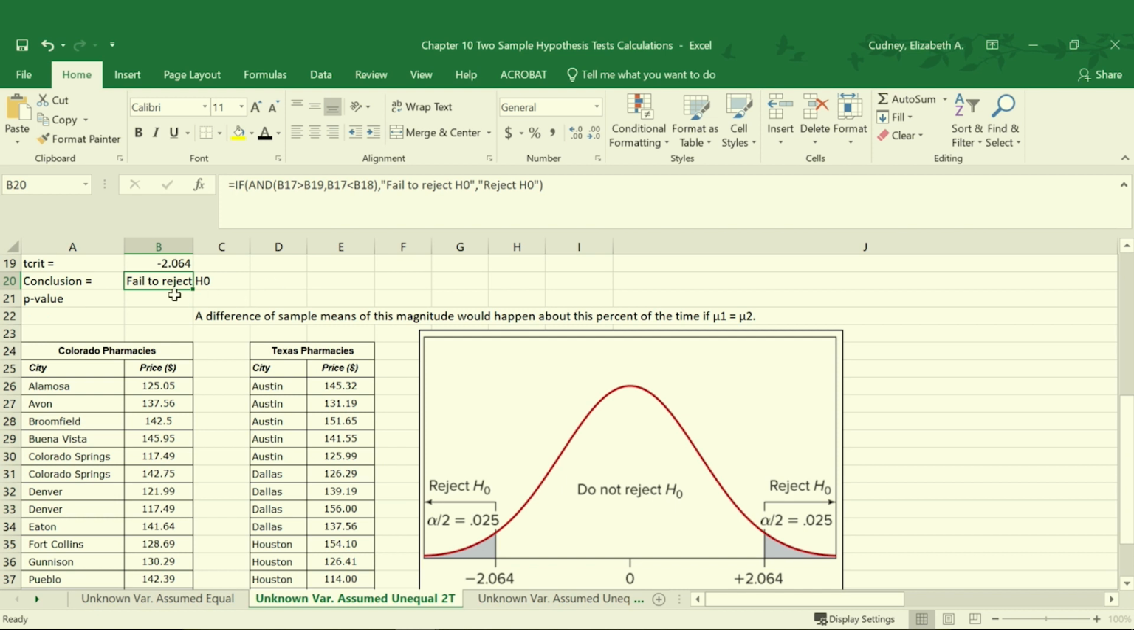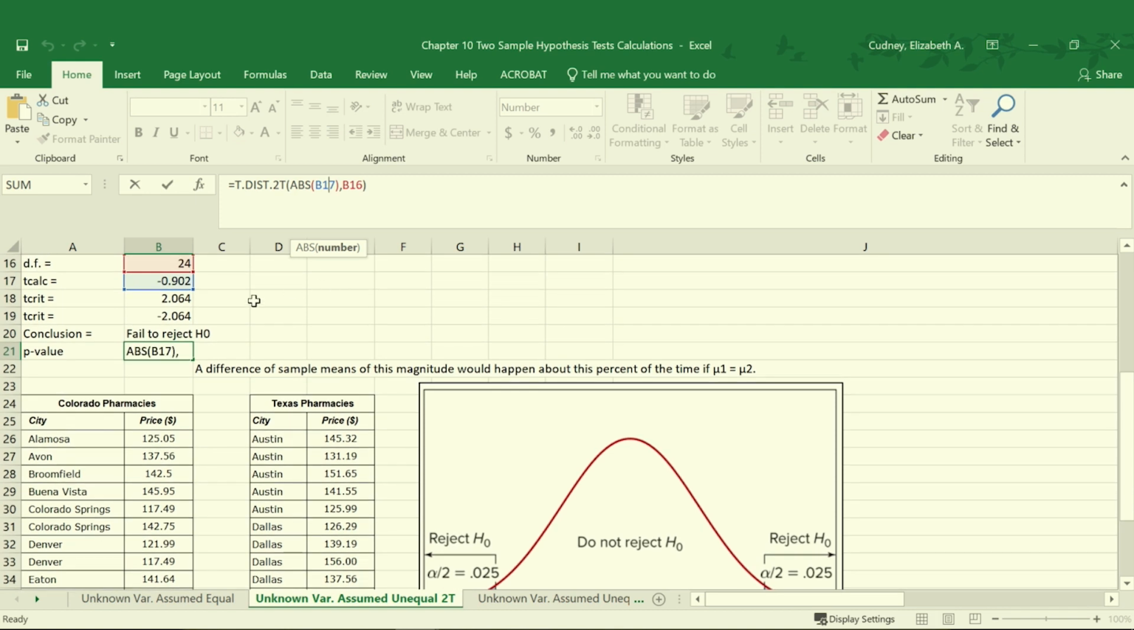this region. And then our p-value is calculated as our t.dist.2t, since it's two-tailed, and it's the absolute value of our t calculation and our degrees of freedom.